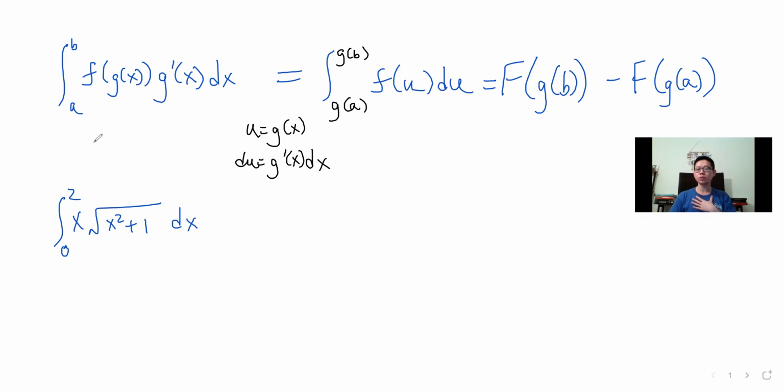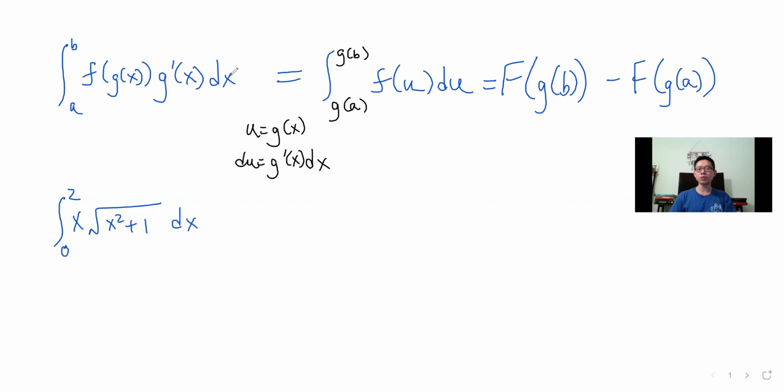When it comes to u substitution, remember, everything has to be in terms of u. A and b are in terms of x. So when you perform u substitution, you let u be g of x, then du will be g prime of x dx. A and b have to also become what they are in terms of u. So what you do is you plug in a for x, you get g of a. Plug in b for x, you get g of b.